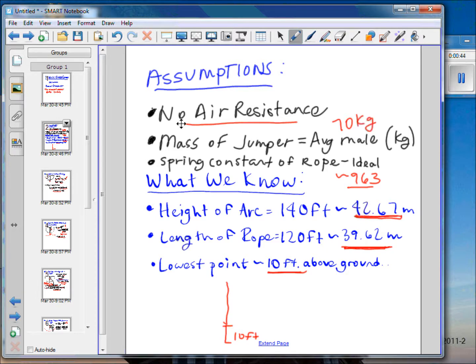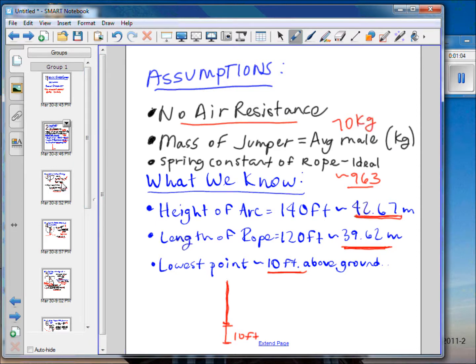And then we know from the video that the height of the arc is 42.67 meters. The length of the rope is about 40 meters. And when the jumper is at the vertical, he's still going to have a cushion of 10 feet, which is good because otherwise he might be in trouble and that rope swing won't be very much fun.